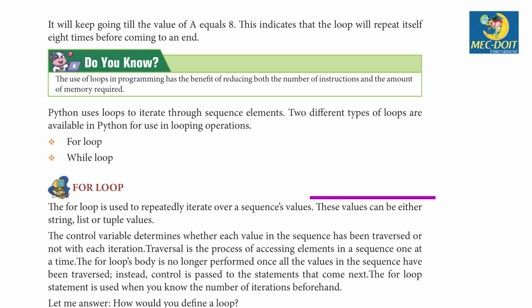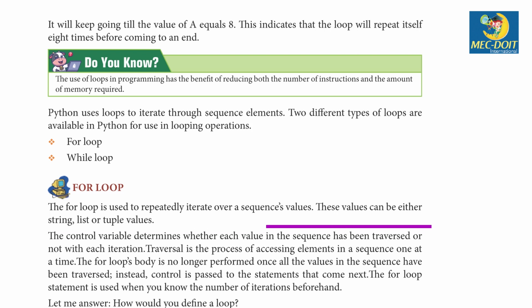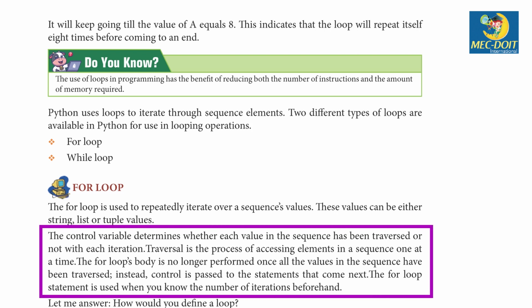For loop. The for loop is used to repeatedly iterate over a sequence of values. These values can be either string, list, or tuple values. The control variable determines whether each value in the sequence has been traversed or not with each iteration. Traversal is the process of accessing elements in a sequence one at a time. The for loop's body is no longer performed once all the values in the sequence have been traversed. Instead, control is passed to the statement that comes next.